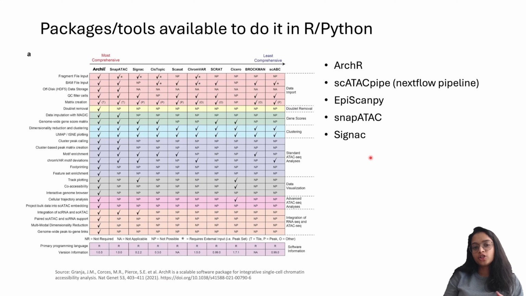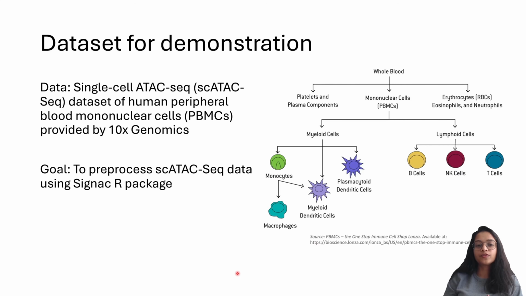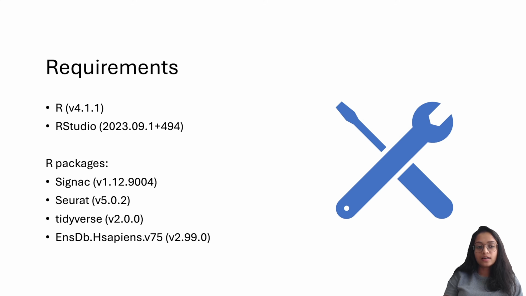So for the demonstration today, we are going to use Signac to pre-process our single cell ATAC-Seq data. And the data that we are going to use is human peripheral blood mononuclear cells provided by 10x Genomics. And these are our requirements today. In addition to Signac, we'll require Seurat, Tidyverse, and an Ensembl database package. This package essentially will help us to add some annotations to our data. And this will make more sense once I go over the demonstration.